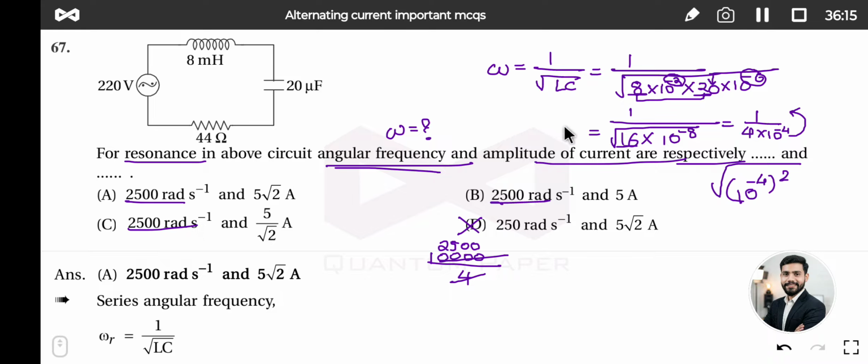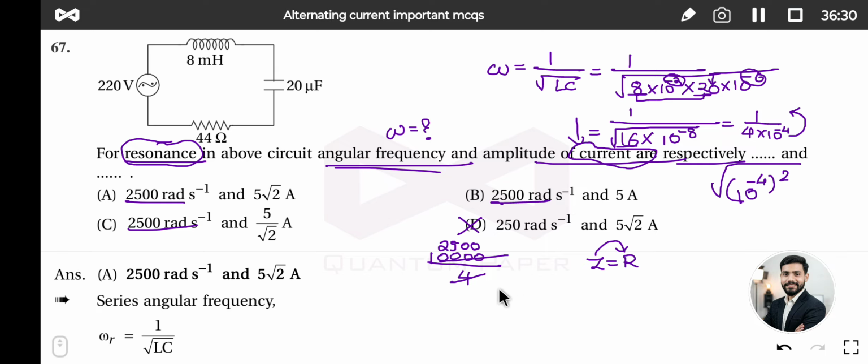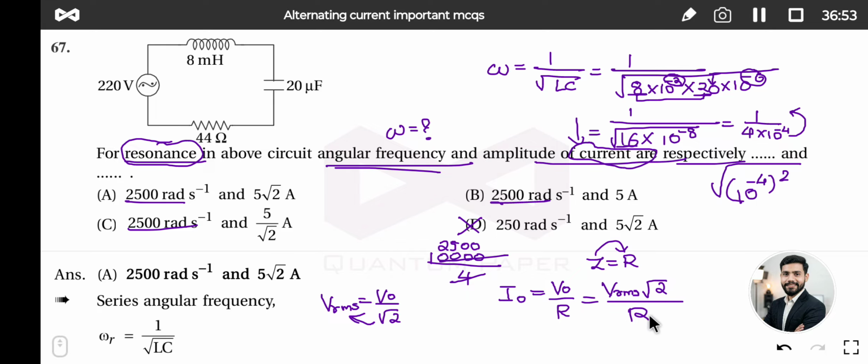Now the second thing is we have to find out the current. Okay, so the important thing is here we have to find out the current at resonance. So in case of resonance, we have Z is equal to R, the impedance is same as resistance R, and the current is maximum here. So we have to find out the value of peak current I0. So the formula is V0 upon R. Okay, so what is the formula of peak V0? We have the formula Vrms is equal to V0 upon root 2. So the V0 value is nothing but Vrms multiplied by root 2, upon the resistance value. Okay, because at resonance the value of the impedance is same as R.